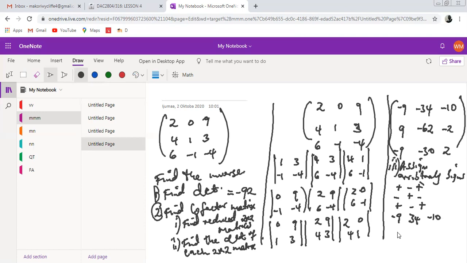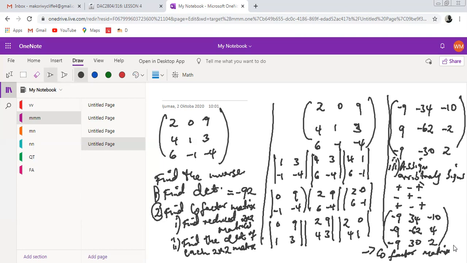Negative times positive 9 is going to give us -9. This positive times this negative remains -62. This negative and this negative is +4. Then we have positive and negative, -9 again. Then negative and negative is +30. Then positive times this positive is going to be +2. So whatever you get here, this matrix is known as the cofactor matrix.